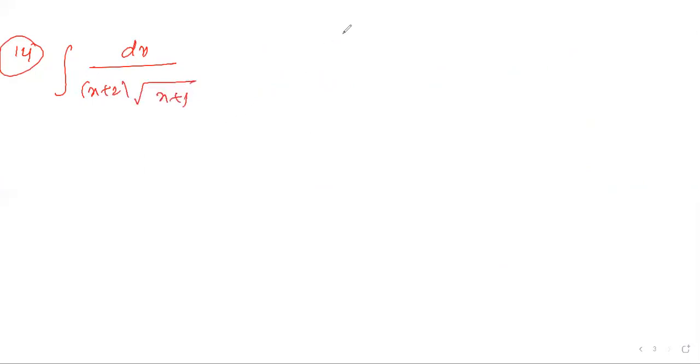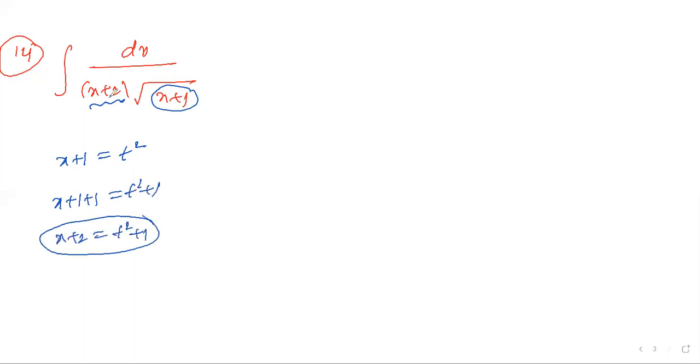So this is a model you can take as a simple same model. x plus whatever is inside the root, you can take out. Root of x plus 1 is equal to t square. So what do you get? x plus 2 you want to replace. So x plus 1 plus 1 is equal to t square plus 1, nothing but x plus 2. You can replace it with t square plus 1. Is this clear?